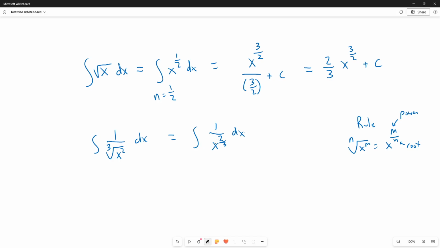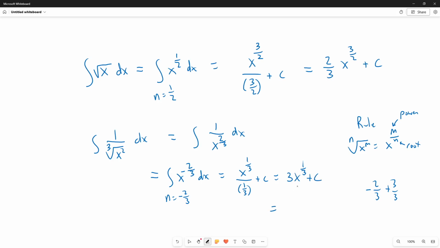And now 1 over x to the 2/3 can be rewritten as x to the negative 2/3. So now we have the power rule applies in this format with n equals negative 2/3. If we add 1 to negative 2/3, then we get positive 1/3. So the answer is x to the 1/3 divided by 1/3, which is the same as multiplying by 3, 3x to the 1/3. And that's an easy one to convert back. This is 3 times the cube root of x.